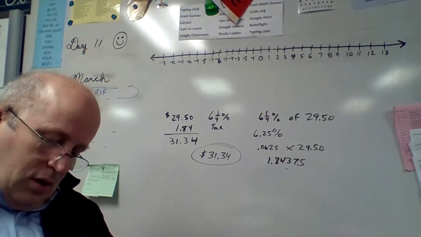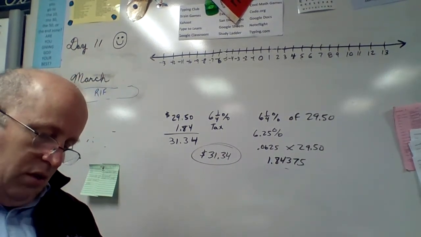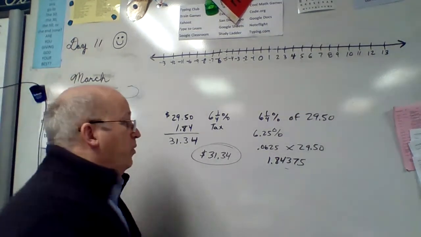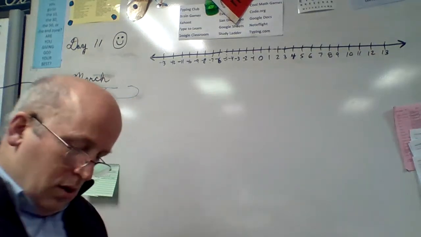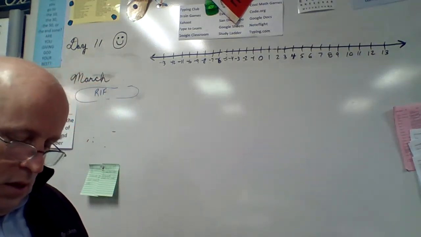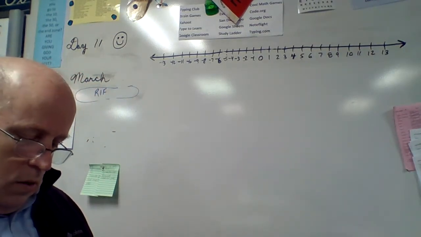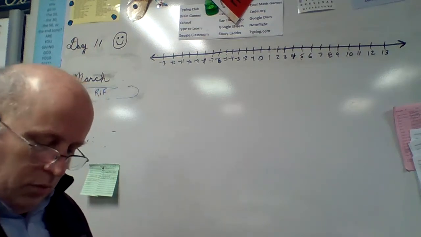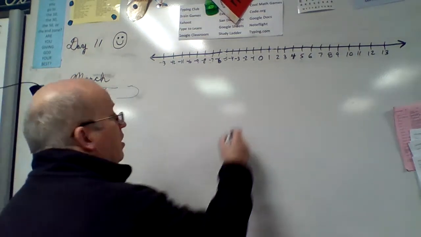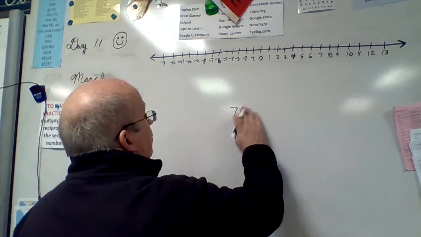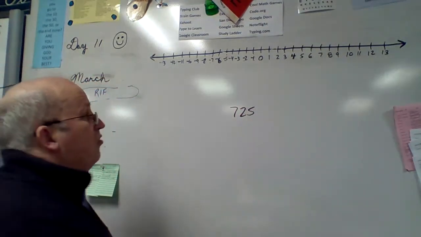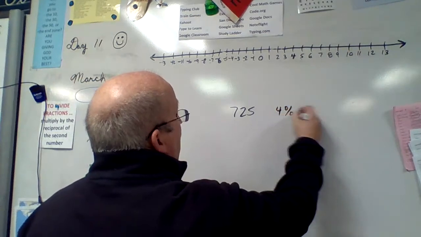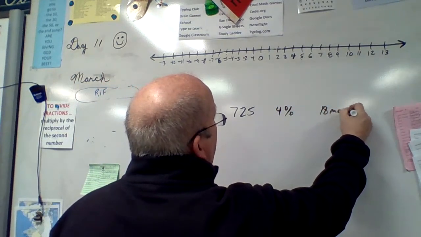How about 16 through 18, where they're talking interest, principal, rate, and time? I'm going to do something similar to number 17. 17 has a principal of $725. It has an interest rate of 4%, and it has a time value of 18 months.